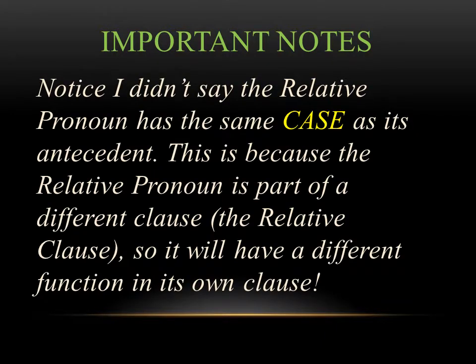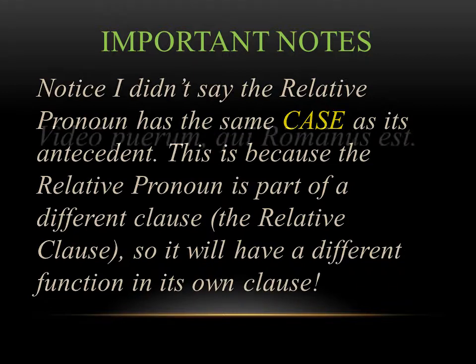You might have noticed, though, that I didn't mention case at all. And when we deal with nouns and adjectives, we're always thinking in case, number, and gender. So how come I didn't mention case? It's because the case does not necessarily come from the antecedent. The relative pronoun is part of a different clause, its own little mini sentence. Since it's part of a different clause, it's going to have a different function. It's not going to be doing the same thing necessarily. So the case can be different, and I'll show you what I mean here.